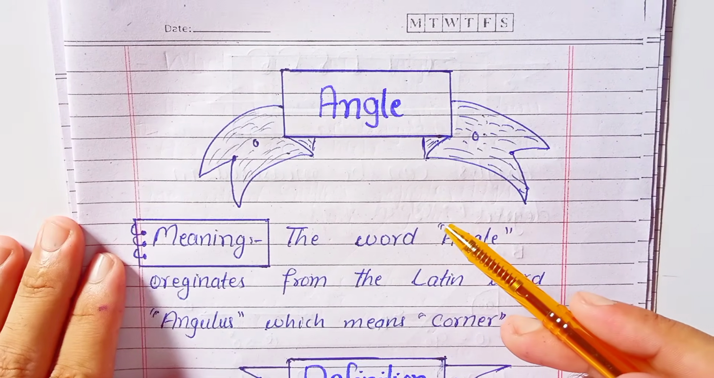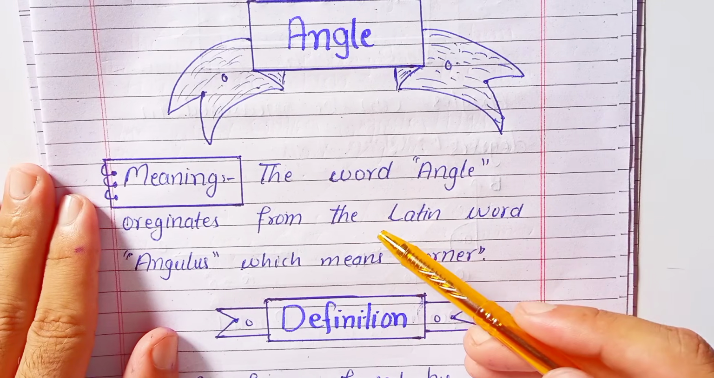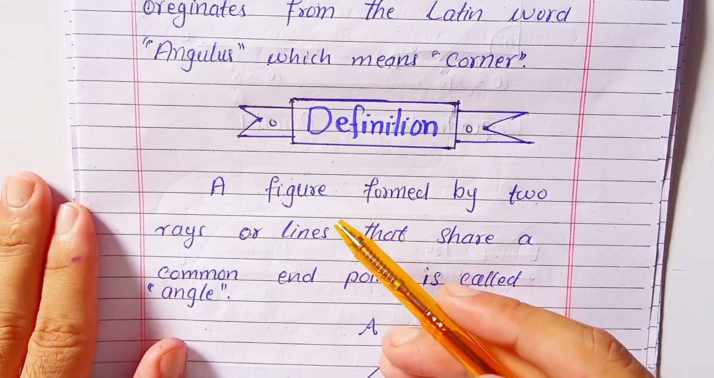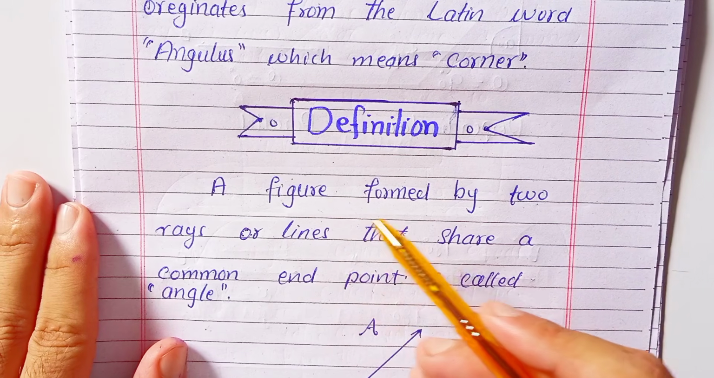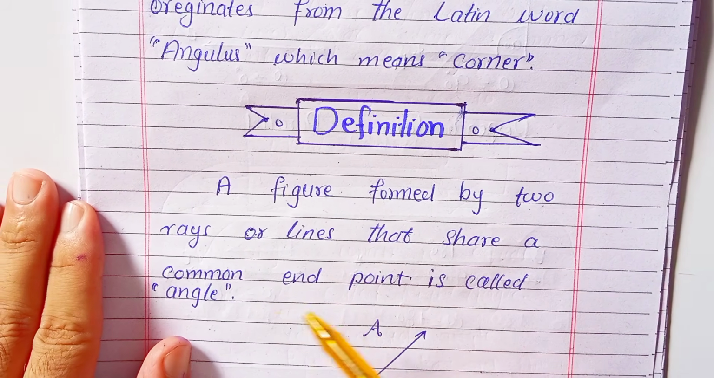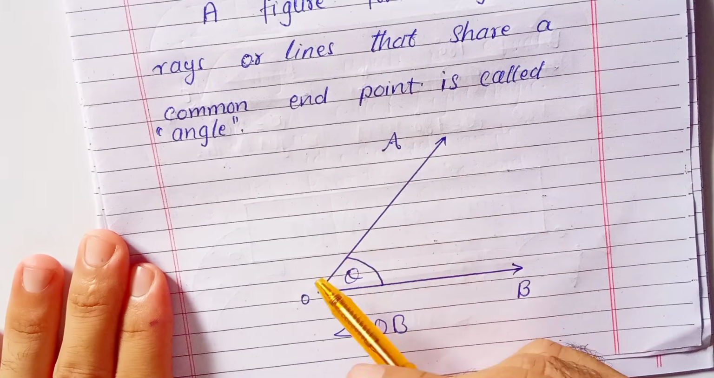In today's lesson, I'm going to show you what an angle is. The word angle originates from the Latin word angulus, which means corner. An angle can be defined as a figure formed by two rays or lines that share a common endpoint. Let's suppose we have an angle AOB.